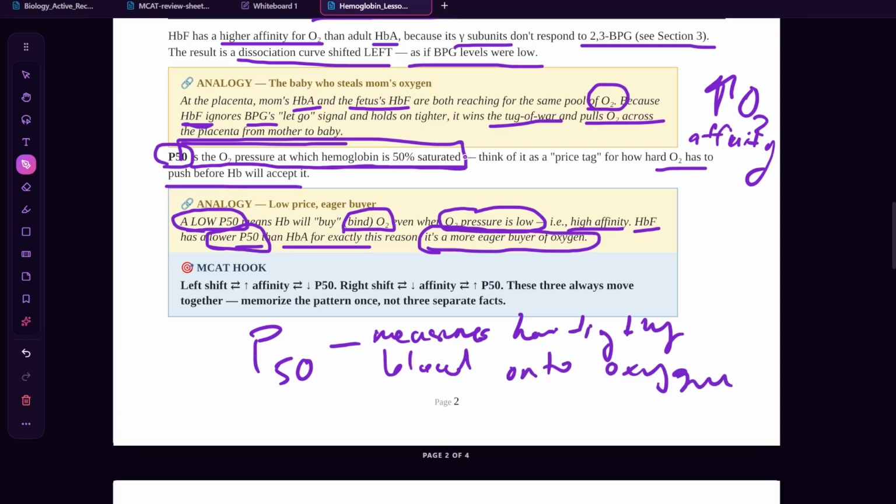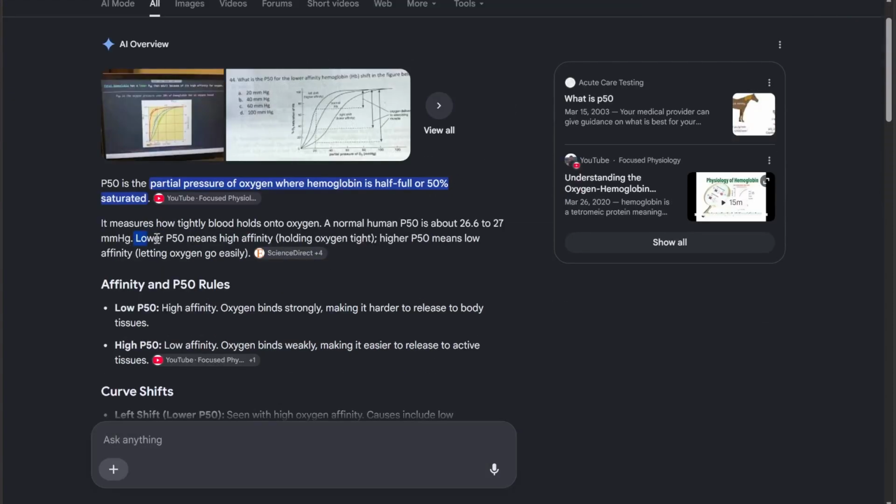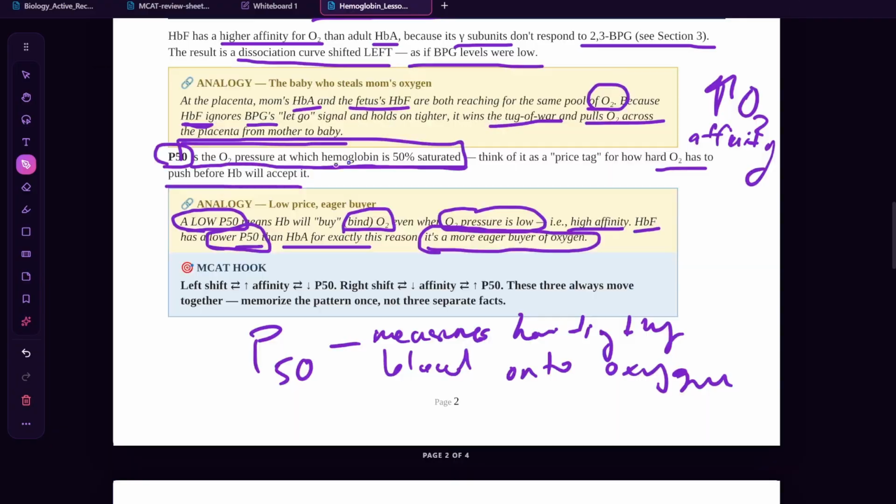So normal human P50 is around 26.6 to 27. Lower P50 means high affinity, and they're holding onto oxygen tightly. A higher P50 means low affinity, letting go of oxygen easily. So there you go. And this is how it relates to the curves. So we went over that one.